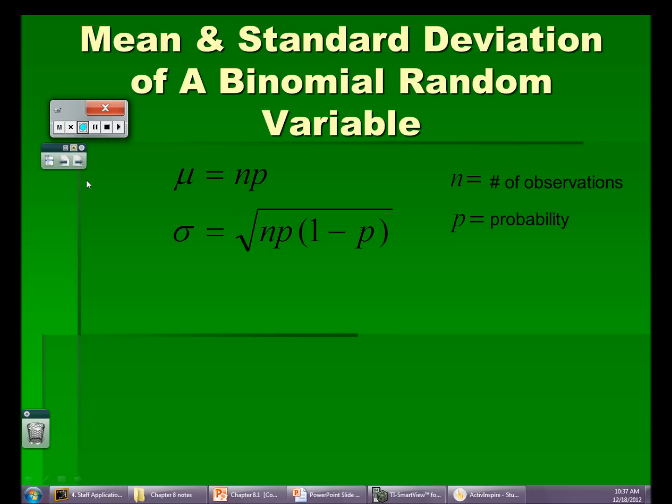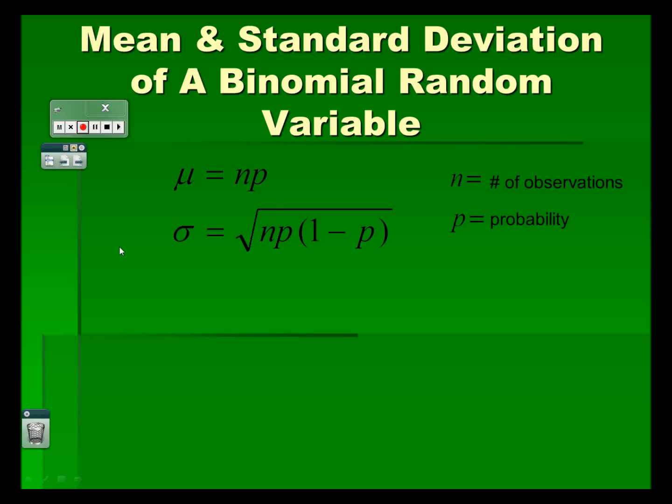The final thing that I would like to mention is the mean and standard deviation if you're in the binomial setting. So these are the formulas for your mean and standard deviation of a binomial random variable. And that wraps it up for the binomial setting.